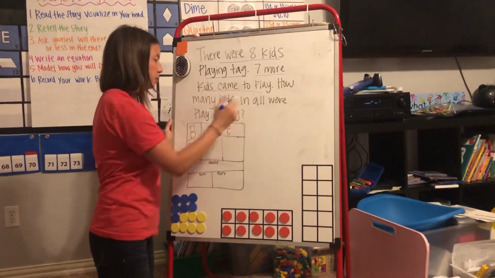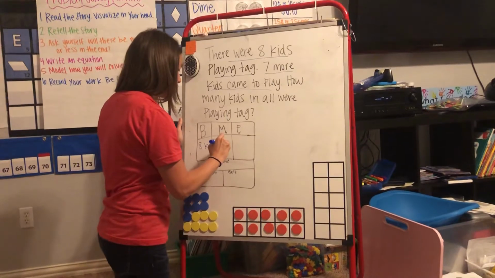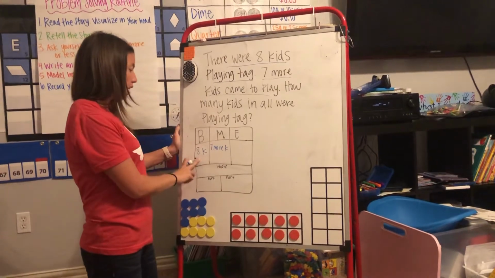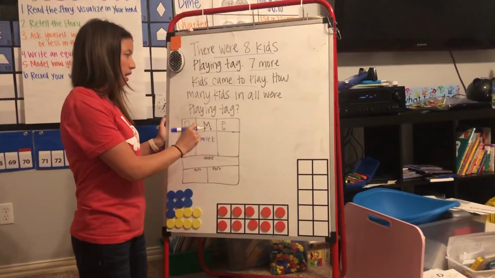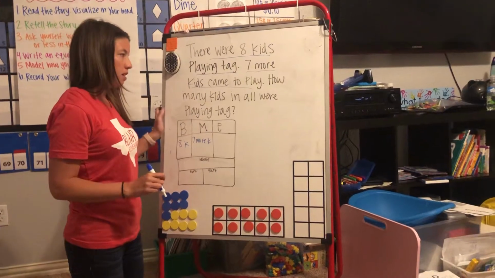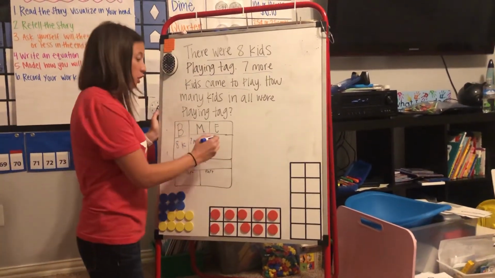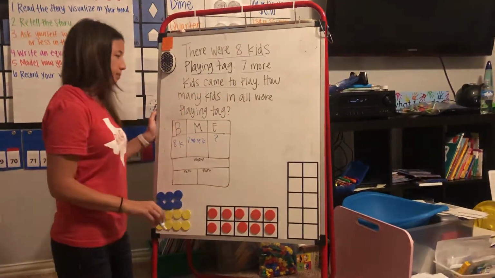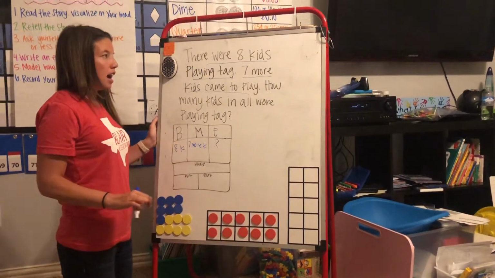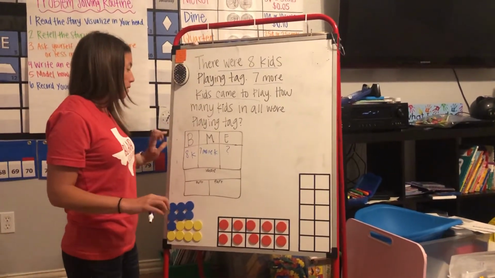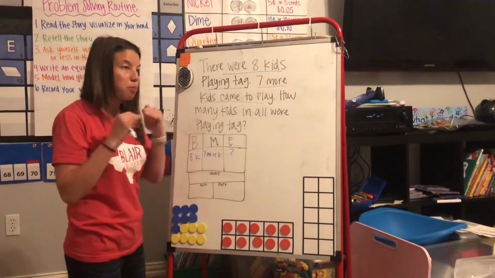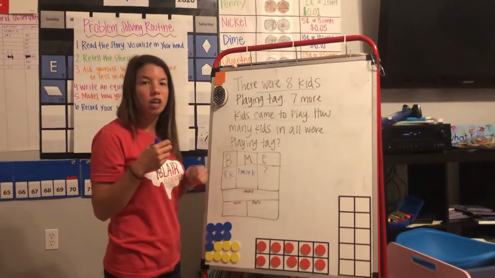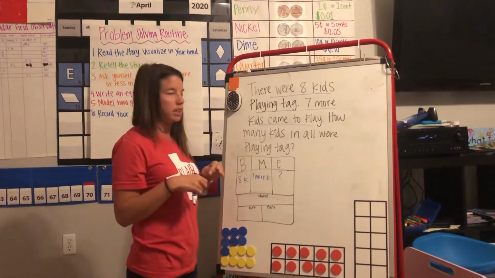7 more kids came to play. So I'm going to put 7 more kids. The K for kids, keep it short and simple. So in the beginning 8 kids were playing, then 7 more kids came, and then in the end what happened? That's what it wants us to figure out. It wants us to figure out how many kids in all were playing tag. Okay, so if I'm going to retell the story, I'm going to tell my mom, 8 kids were playing, 7 more came. Now, how many kids are playing tag in all? Okay, so the retell is super short, but it helps you to really understand what the problem is asking you.